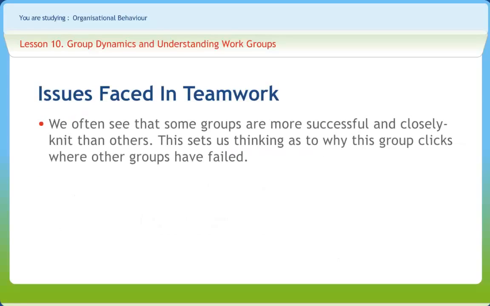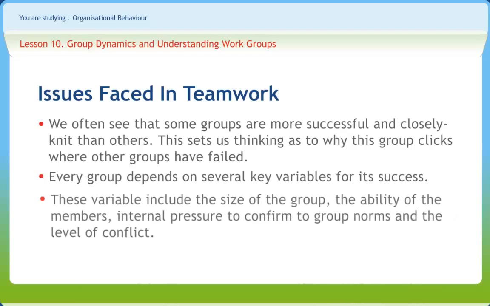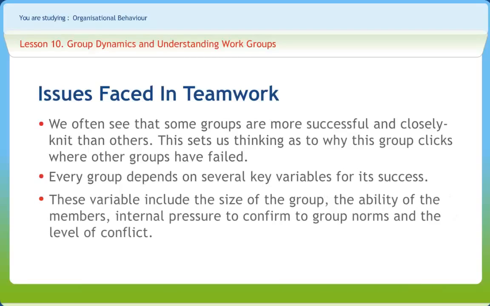We often see that some groups are more successful and closely knit than others. Issues such as formal leadership patterns, roles within group, role identity, role perception and clarity, role expectations and role conflicts play a significant role in determining group dynamics. And lastly, norms play a pivotal role in guiding group behavior.